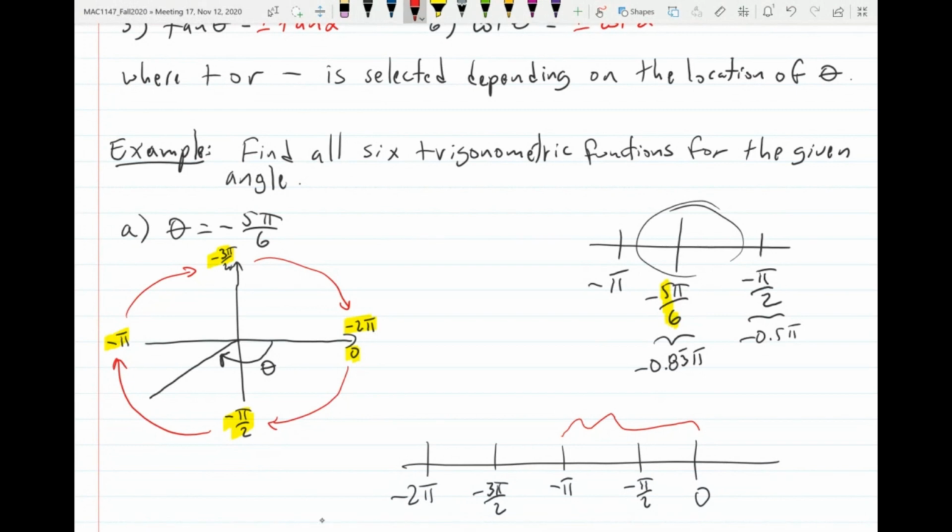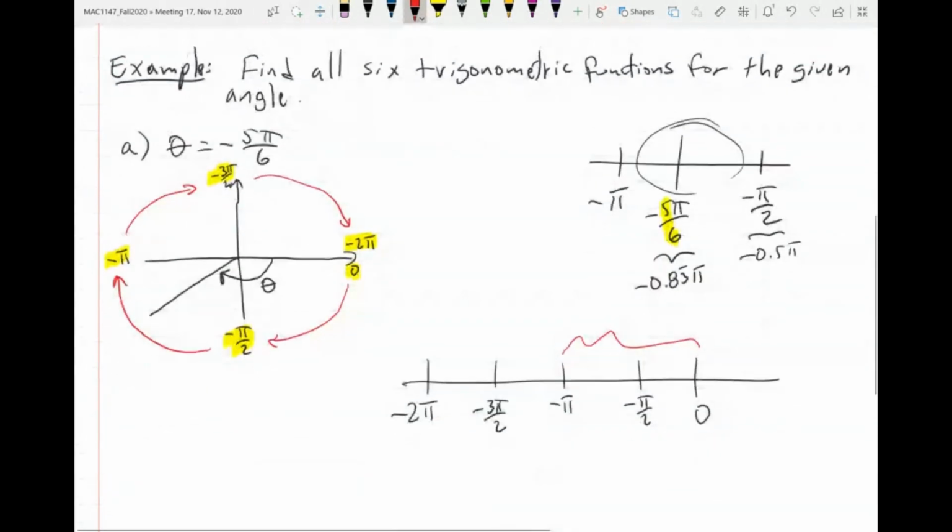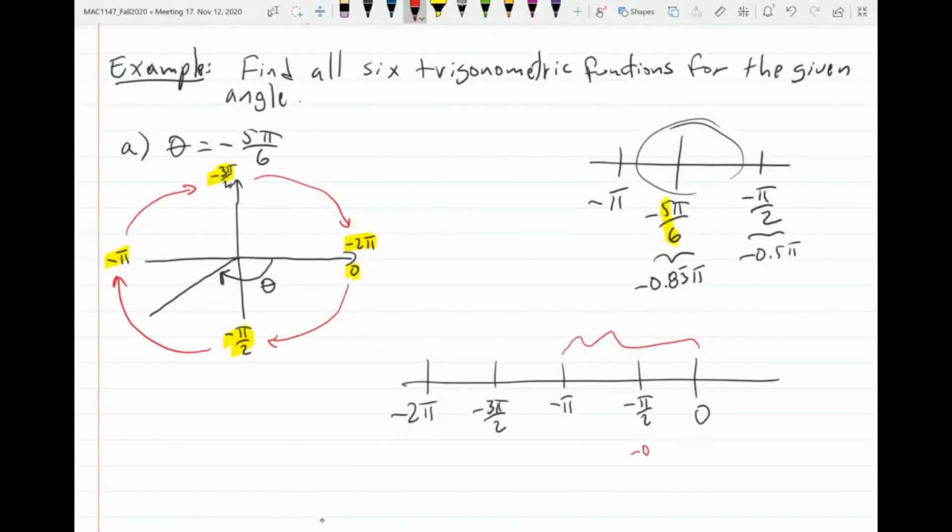Where is it? Well, 5 divided by 6 is 0.8333. That's actually bigger than 0.5, right? But remember, we're talking about negative numbers. So this is negative 0.5 pi. So where is negative 0.8333? Somewhere in here, right? Negative 0.8333. All of this is with pi, so I'm going to put the pi here. So that's how we know that it lands between negative pi and negative pi over 2. So that is this quadrant right here.